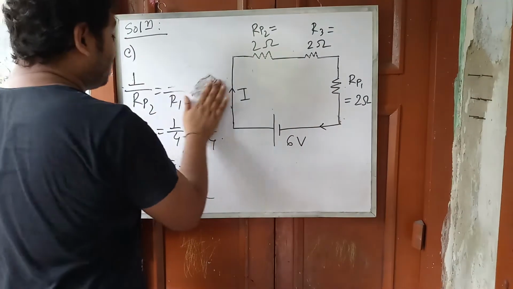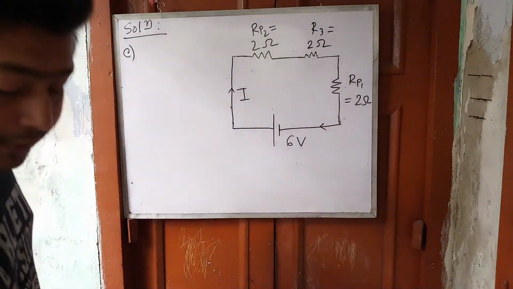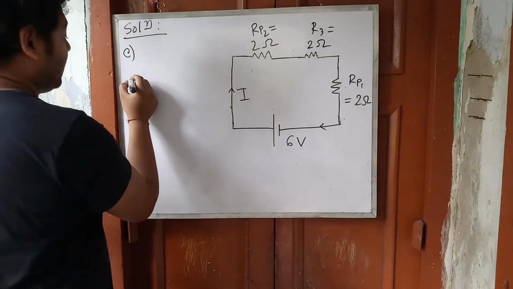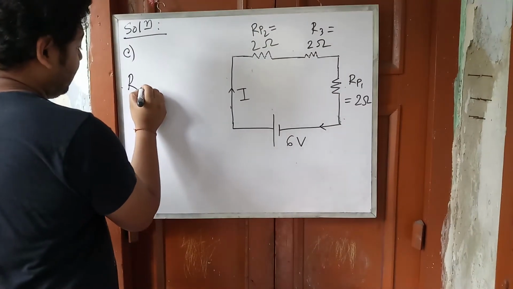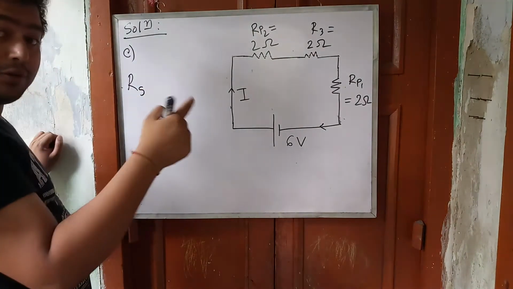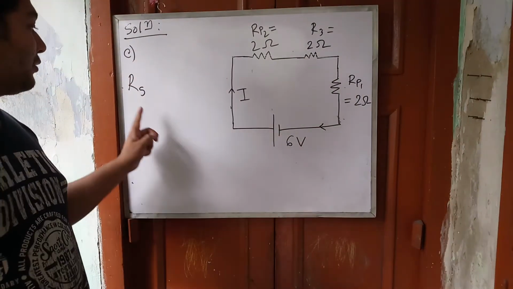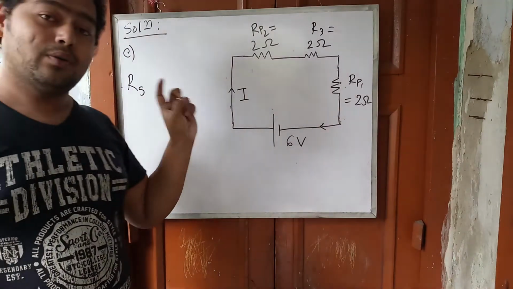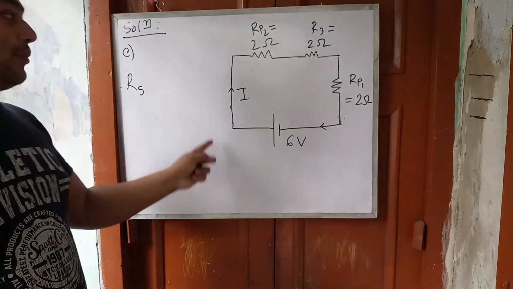Now we can get the equivalent resistance from the formula of series combination, and that will be the final equivalent resistance according to our question. And we need to calculate the equivalent resistance of this circuit.